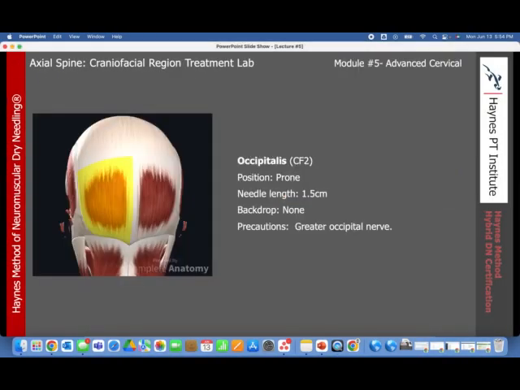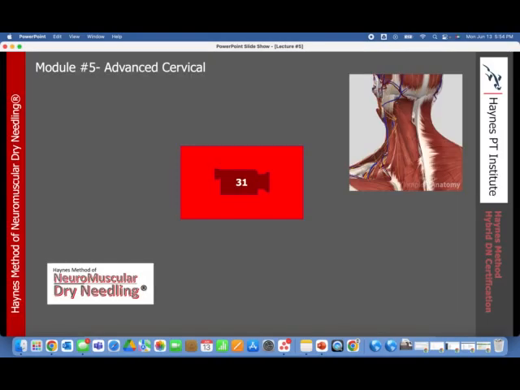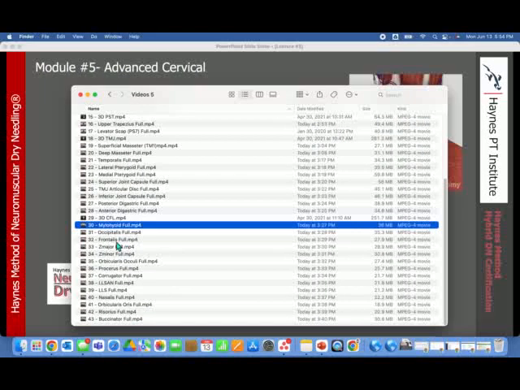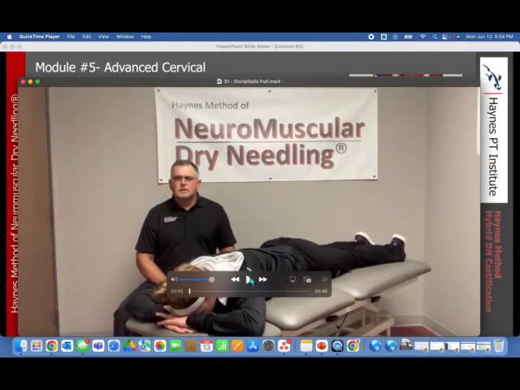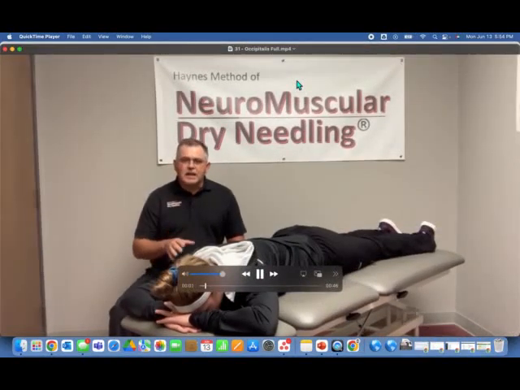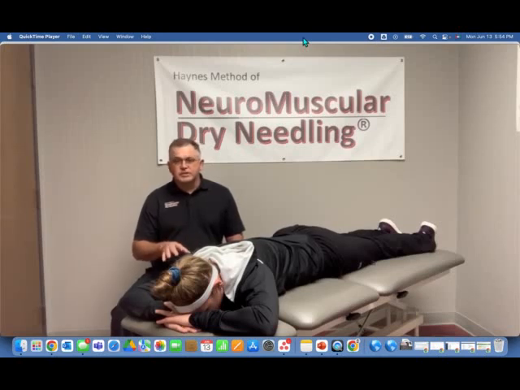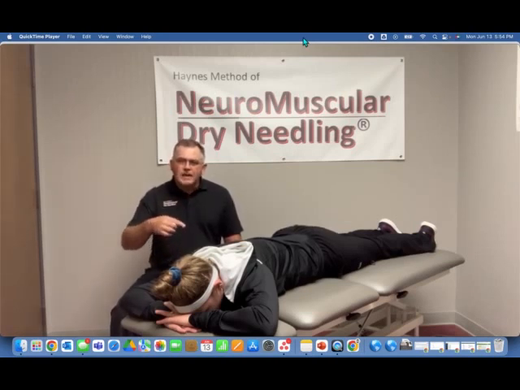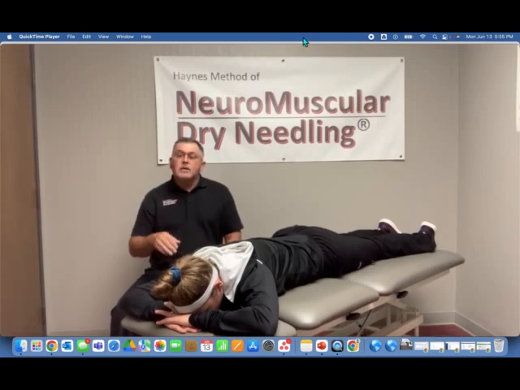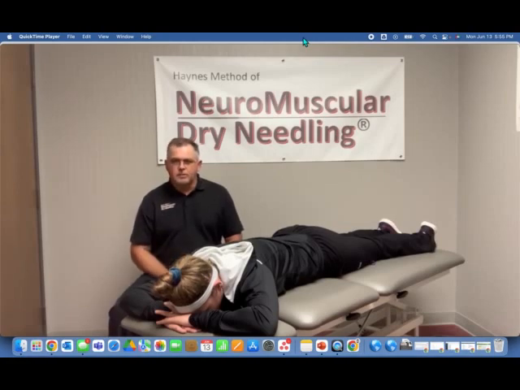So we'll move from there on to occipitalis. For the occipitalis, the position here is going to be prone. Needle length is going to be 1.5 to 2 centimeters. There's no backdrop. We're going to palpate the external occipital protuberance. Then 3 finger breadths lateral and 4 finger breadths superior, we'll grasp the muscle between the thumb and the index finger to tent the tissue. Then we're going to needle at an oblique angle into the muscle, parallel to the occipital bone.